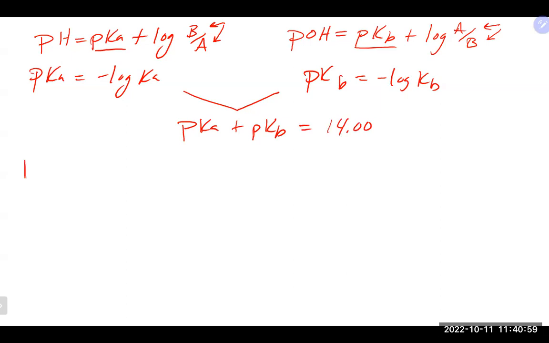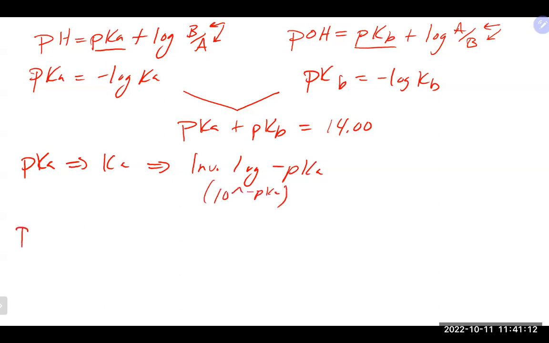If you have the pKa, you can get the Ka value by taking the inverse log of the minus pKa, just like we do with pH and all that. And if you have the pKb, you could also get the Kb value from that by taking the inverse log of the minus pKb value, which once again is like 10 to the minus pKb.